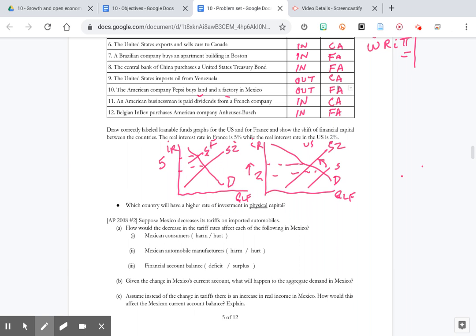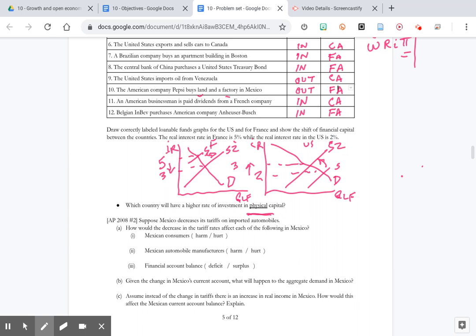The effect of that is to increase the supply of loanable funds in France, and it pushes down the interest rate in France. Now, it's not going to go all the way down from 5 to 2 in France. It's going to meet somewhere in the middle, maybe 3 or 4 or something like that. It will equilibrate between the two. But here's the question. Which country will now have a higher rate of investment in physical capital? Well, which country is actually getting a higher interest rate? The higher interest rate is going to be the US. The lower interest rate is France.